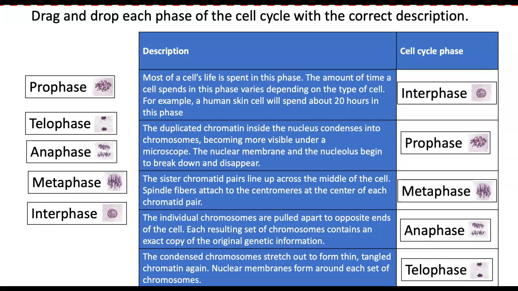Some students will use the acronym PMAT to help them remember the steps of mitosis. Mitosis starts after interphase and includes prophase, metaphase, anaphase, and telophase.